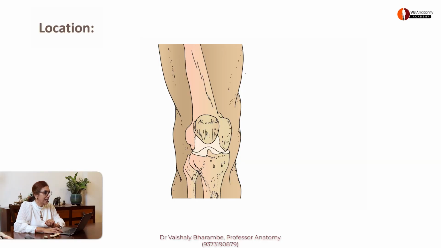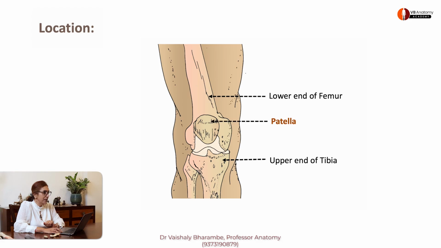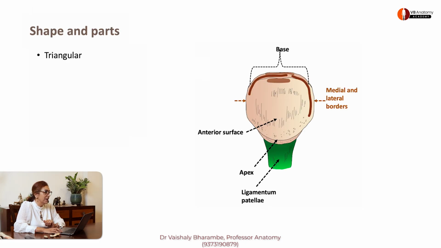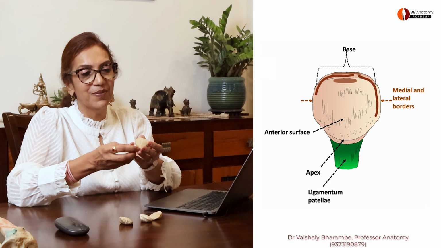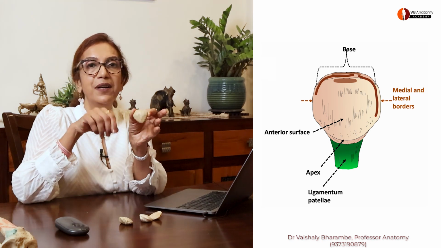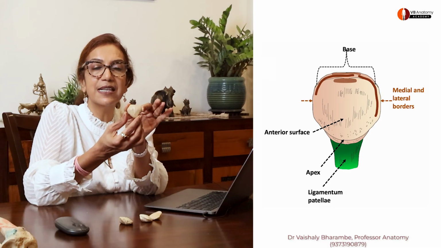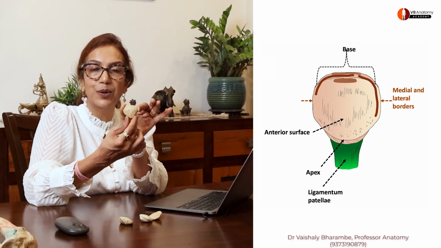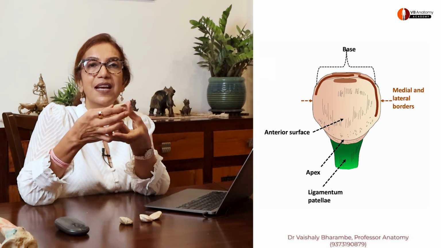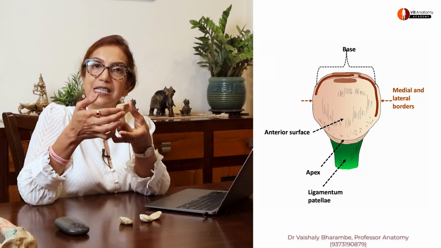Right. So, patella is located in front of your knee joint. This is the lower end of femur, this is the upper end of tibia, and here is your patella, articulating with the anterior articular surface of femur. Right. So, it's a somewhat triangular bone. It has a broad upper surface, it has a narrow, pointy lower end, an anterior surface and an articular posterior surface.